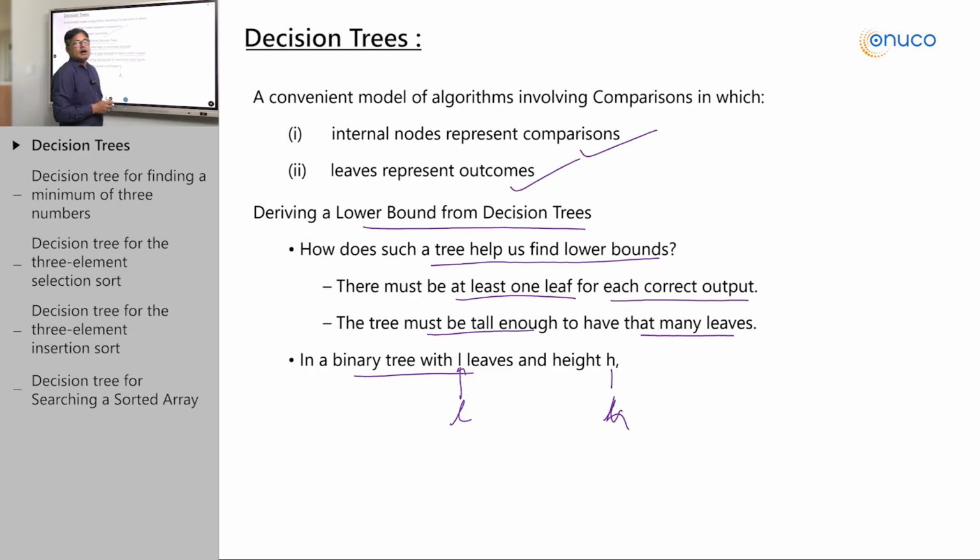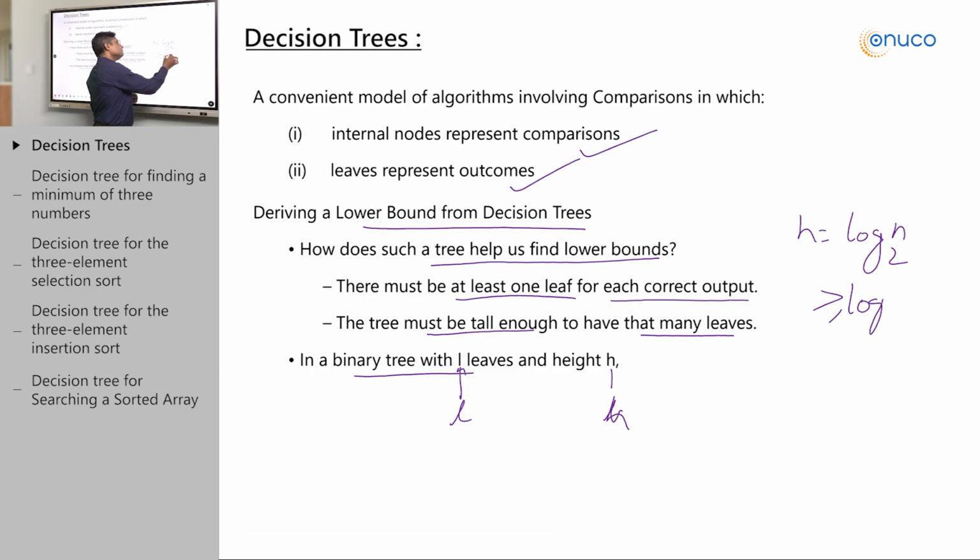Remember the height of trees we have discussed: the height of a binary tree is going to be log n base 2 if it is a full binary tree. If it is an ordinary binary tree that is not full, the height is greater than log n base 2. Now, there is a relation between the height of the binary tree and the number of nodes in the binary tree. Similarly, we can find relations between internal nodes as well as external nodes.